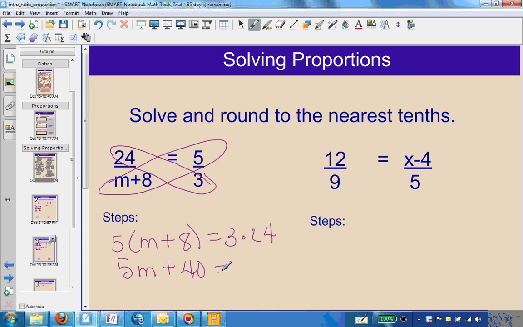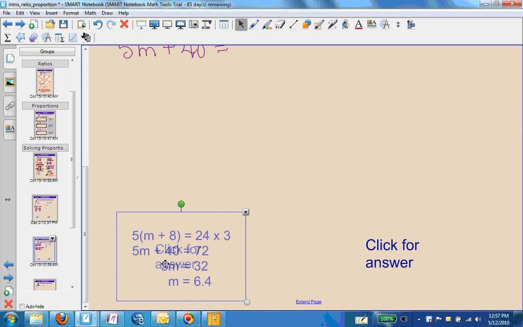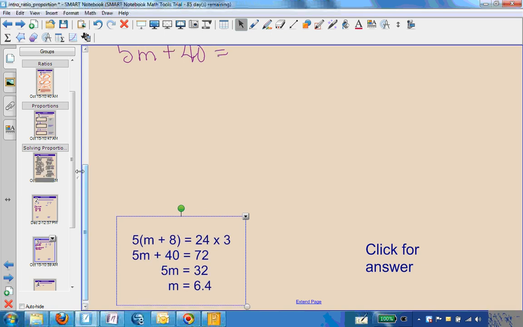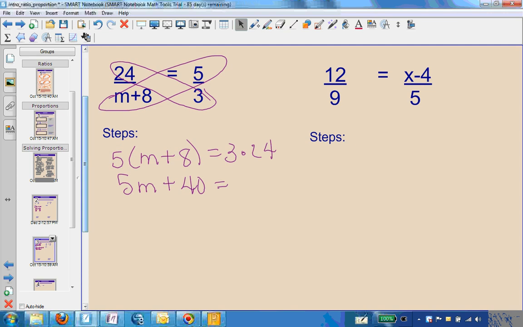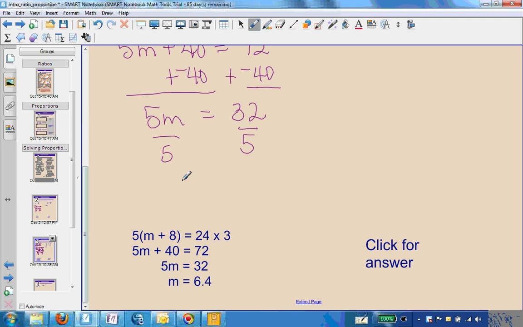And then 3 times 24 is going to equal 72. I need to get rid of the 40 so that the 5n is by itself, so I'm going to add a negative 40 to both sides. I get 5n equals 32. I'm going to divide both sides by 5 to get n by itself, and I end up with n equals 6.4.